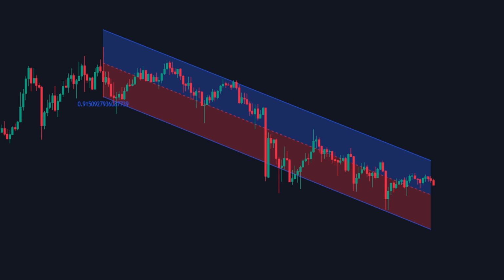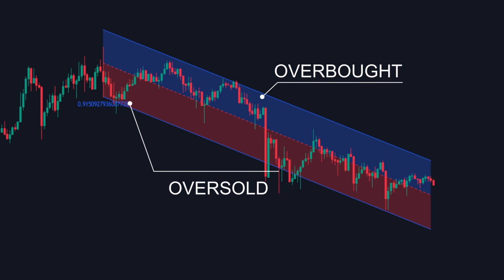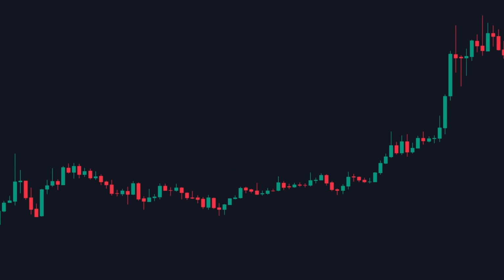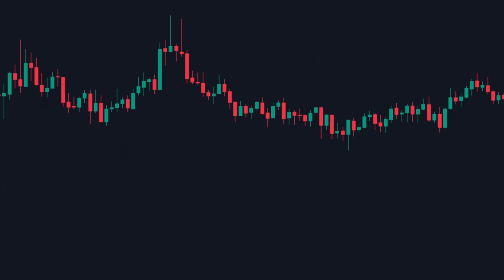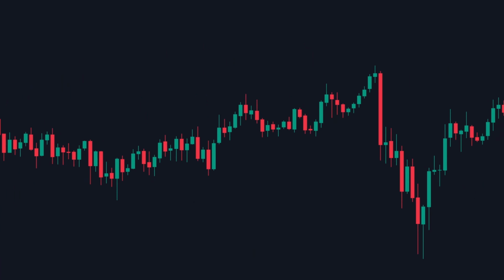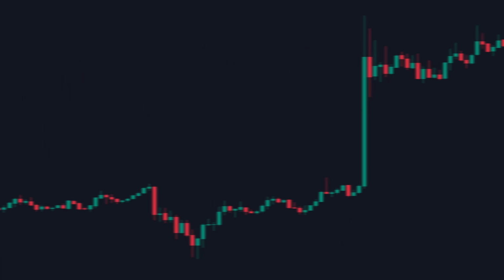So whenever the price is above or below the linear regression lines, you can assume that the market is oversold or overbought, similar to the RSI indicator. Now that you have a clear understanding of what a linear regression channel is, let's dive into what polynomial regression bands are and how you can use them to make significant profits.